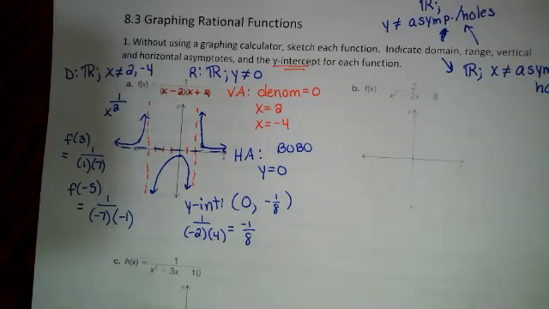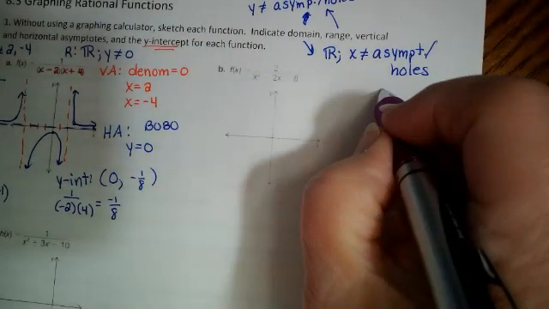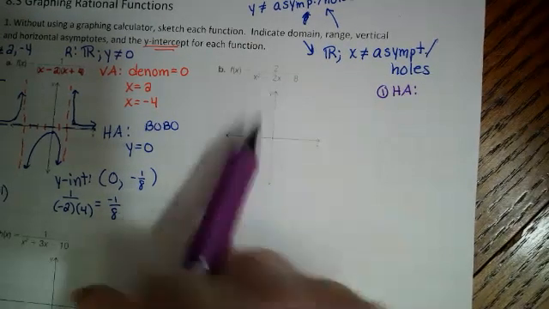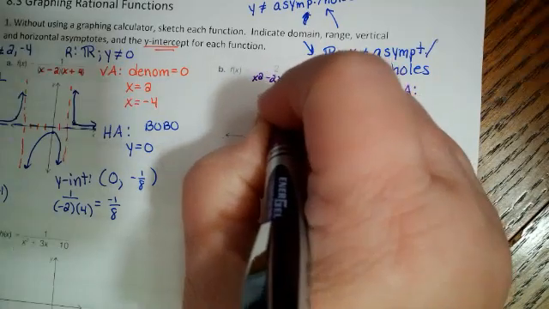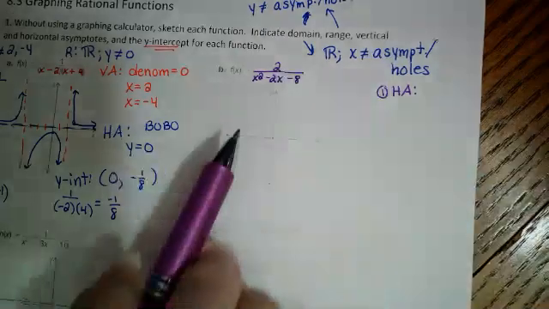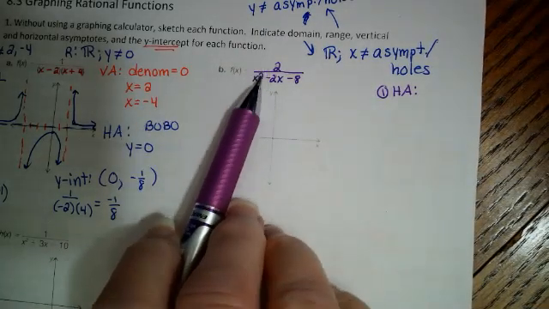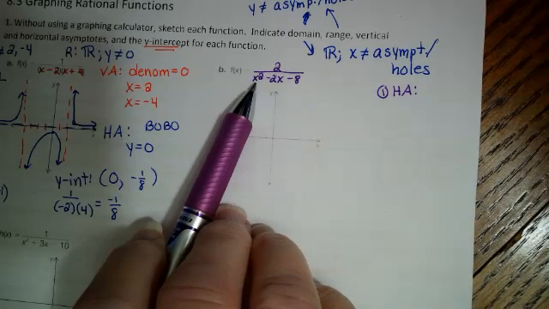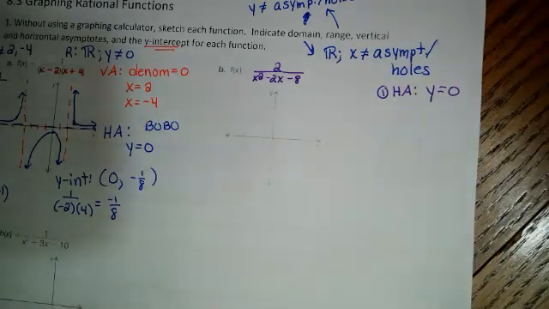All right, let's look at letter B. So remember, the first thing we want to do is find our horizontal asymptote. If I look, I've got 2 over x squared minus 2x minus 8. Is the bigger on the bottom, on the top, or are they equal? Well, since there's no x on the top, the denominator has the larger. So that's a BOBO, bigger on bottom, my horizontal asymptote is y equals 0.